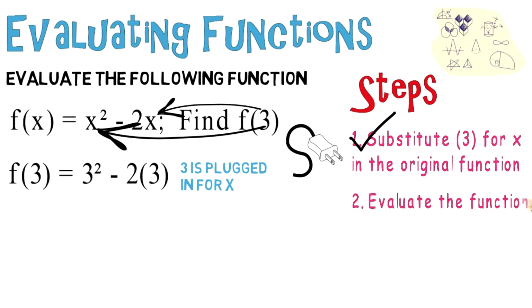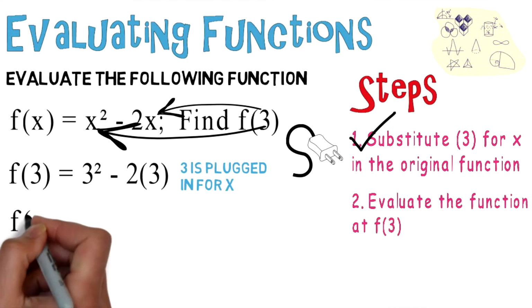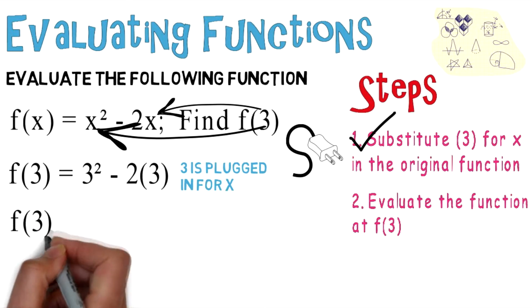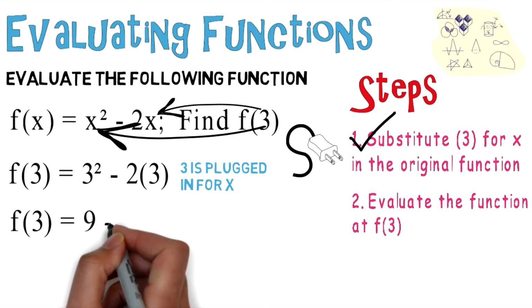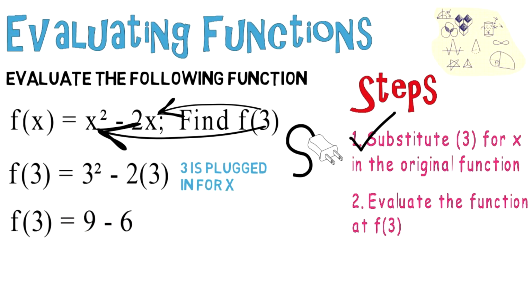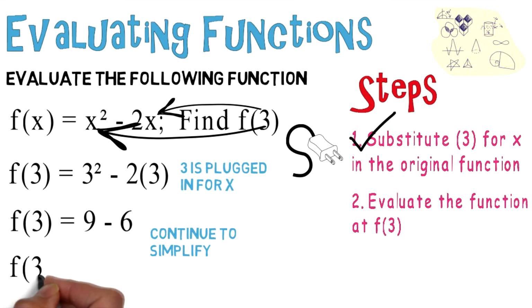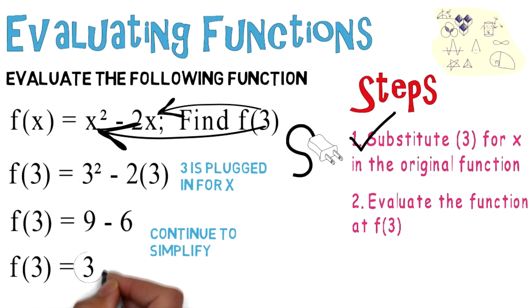Evaluate the function at f of 3. So f of 3 equals 9 minus 6, because we squared 3. 3 times 3 is 9. Let's continue to simplify. f of 3 equals 9 minus 6, which gives you 3. And 3 is your final answer. So we'll check off the second step.